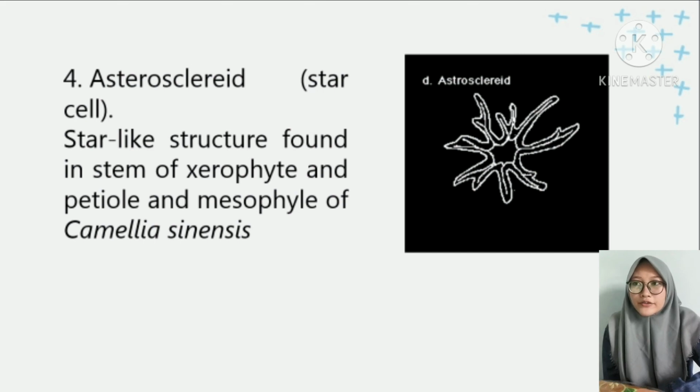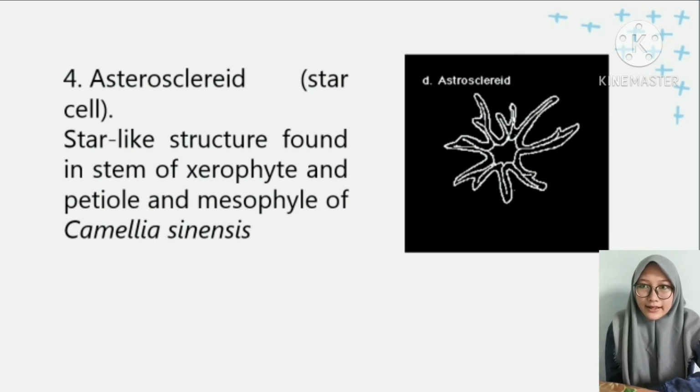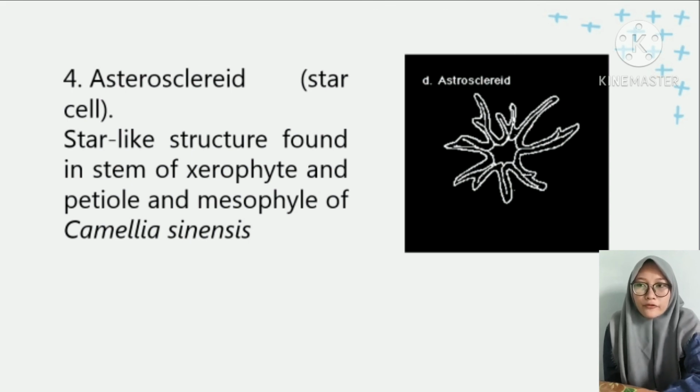Number 4, astrosclereid or star cells. A star-like structure found in stems of xerophytes and in the petiole and mesophyll of Camellia sinensis. This image shows the astrosclereid of the Trochodendron stem cortex.